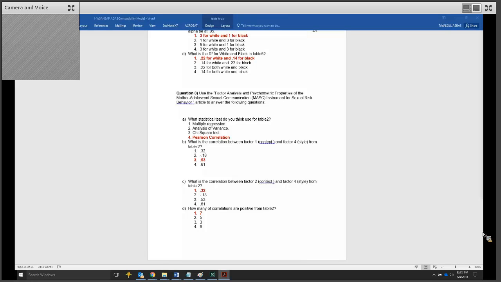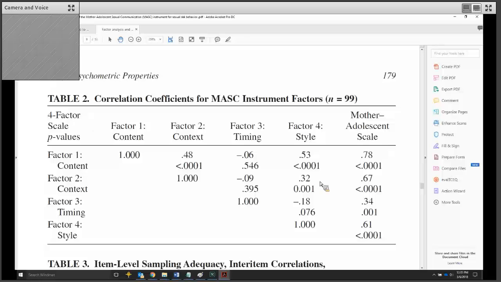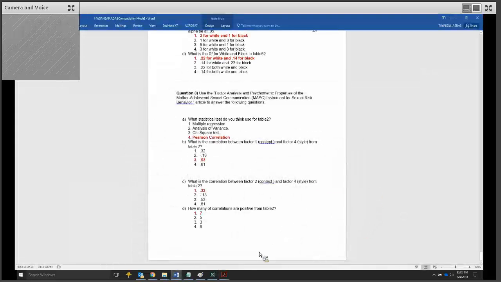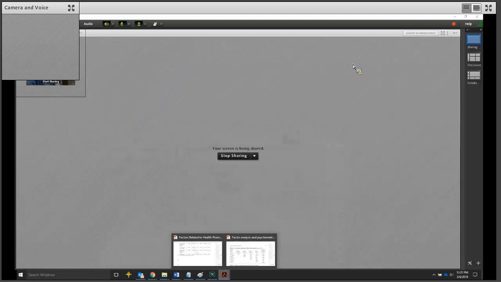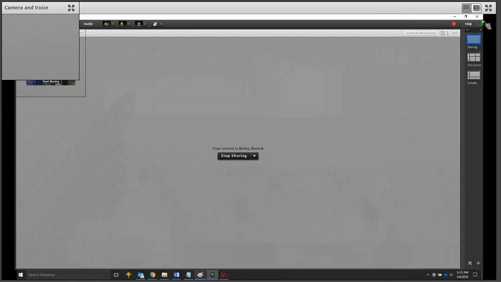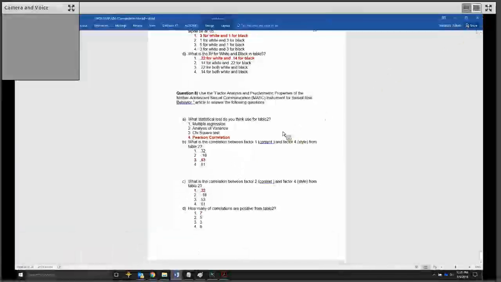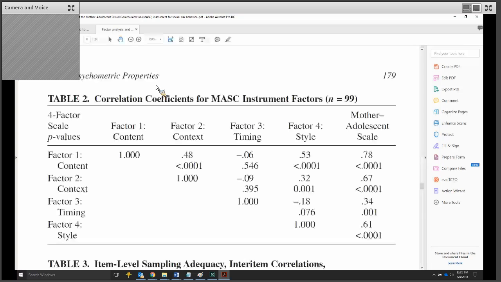The other manuscript I asked you to look at, the question was what statistical test was used. That was Pearson correlation for table 2. If you look at table 2, it's just talking about the correlation. The heading tells you basically. And the other question was the correlation between factor 1 and factor 4. If you look, this is our factor 4 and factor 1 is 0.53. So that was the correct answer.